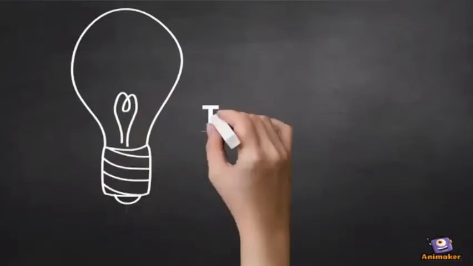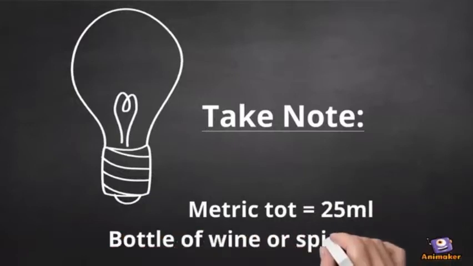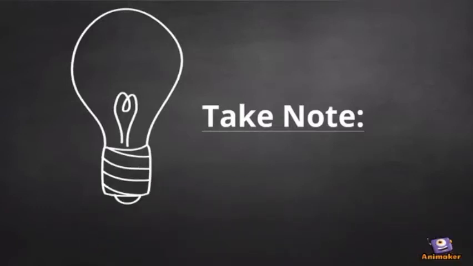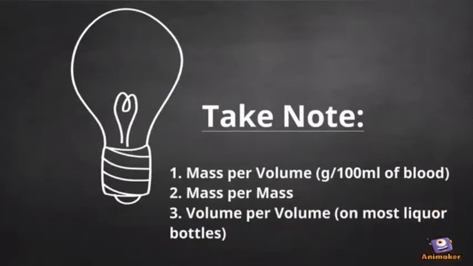A metric tot is equal to 25 milliliters of alcohol, while bottles of wines and spirits are equal to 750 milliliters. Alcohol concentration units are indicated by mass per volume, that is grams per 100 milliliters of blood. Mass per mass is also an alcohol concentration unit and is, for example, used for brain tissue alcohol indication. We also have volume per volume, and this indicates the strength indicated on liquor bottles.